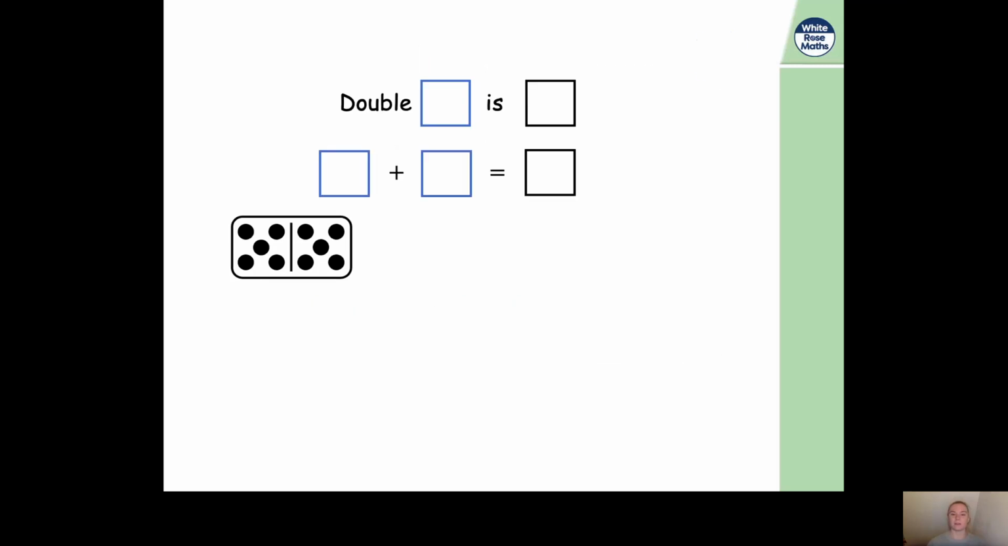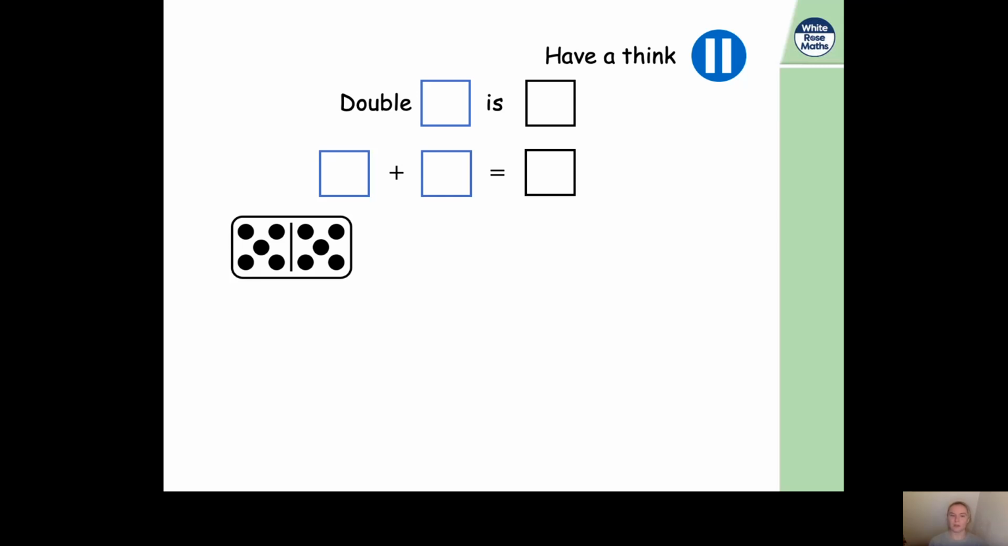Now, this one, again, I want you to tell me what this picture is showing. So double something is something, and then tell me what the addition number sentence is as well, and the answer. Pause the video now and have a think.